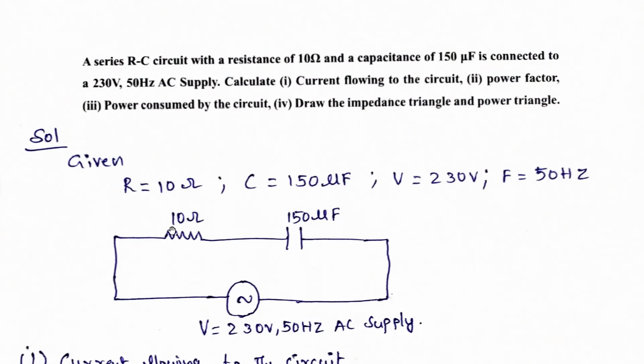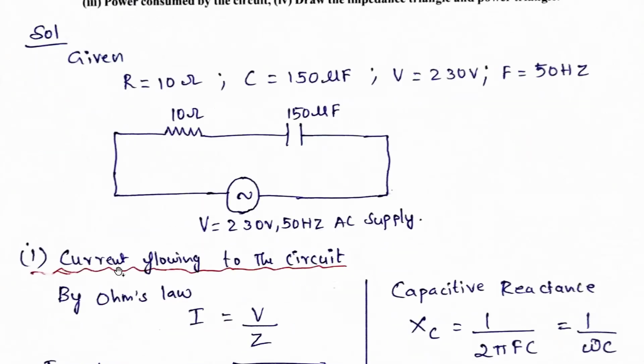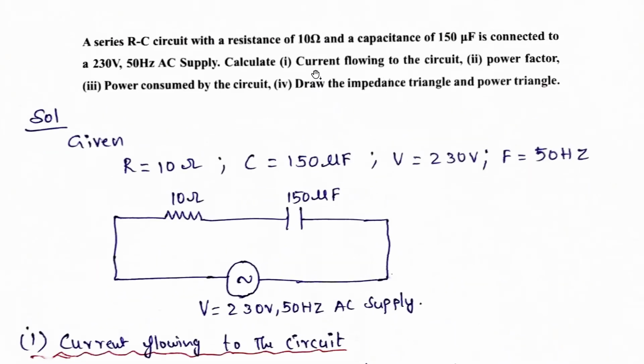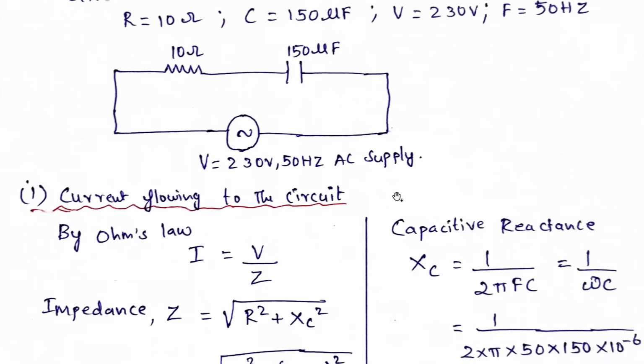So now we need to draw the circuit diagram. So it consists of series RC circuit. So R and C, resistance 10 ohms and a capacitance of 150 microfarad is connected to single phase 230 volts 50 hertz AC supply. Now, what they are asking is to find out the current flowing in the circuit. So current flowing in the circuit we need to find out.